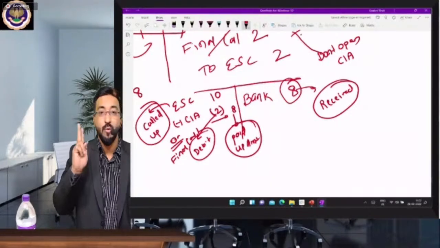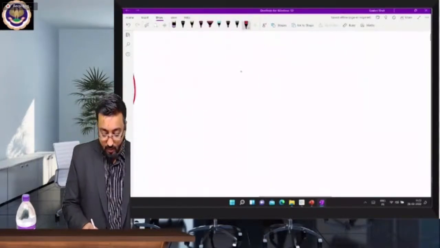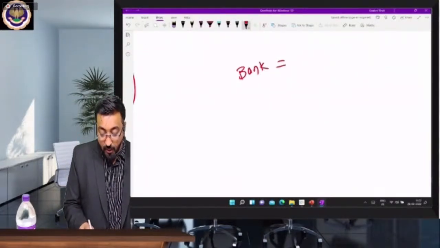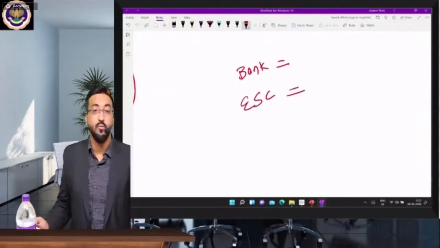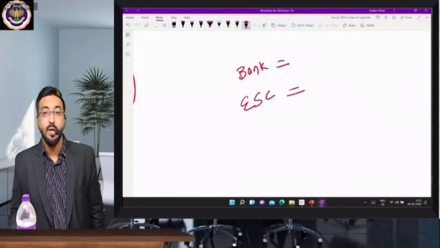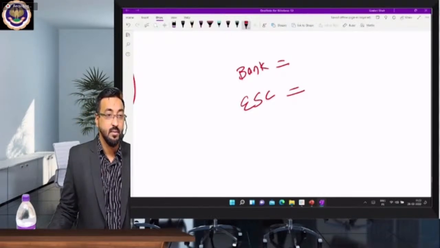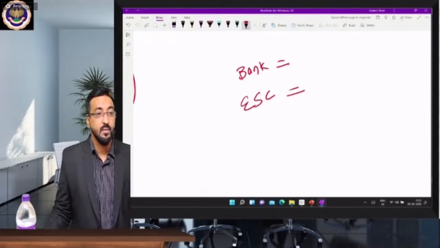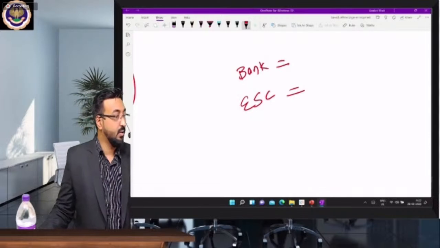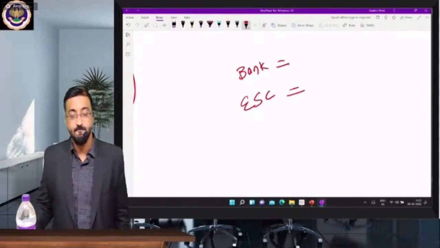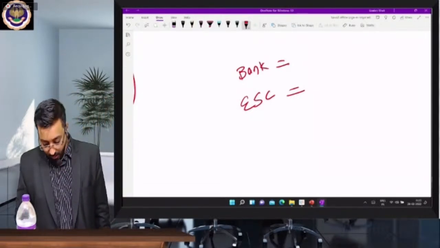So 2 questions to everyone. Bank account shows which amount and equity share capital shows which amount. Question is open to all. Write it down in the comment section. Bank account, yes, Priyanka ji. And capital. Very good. Okay, every one of you.